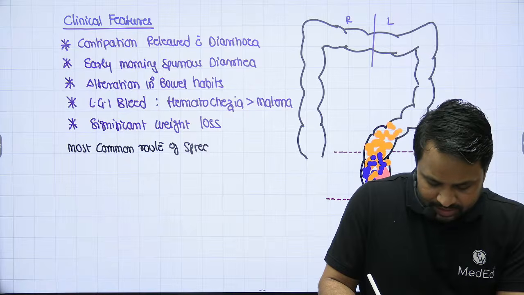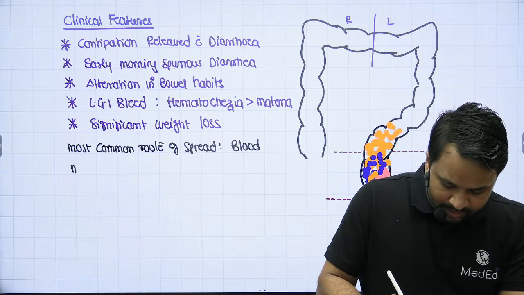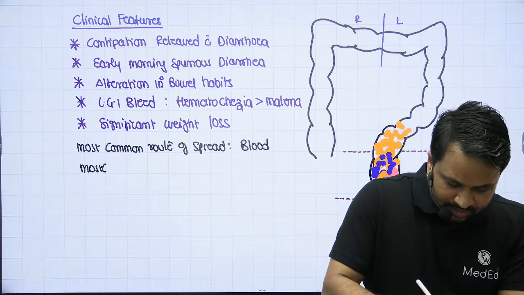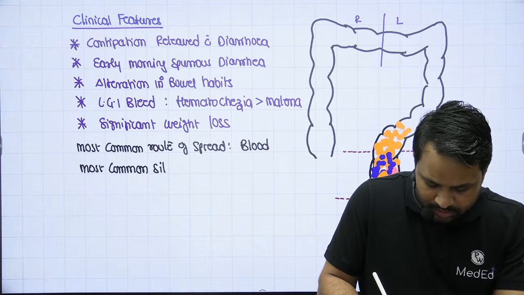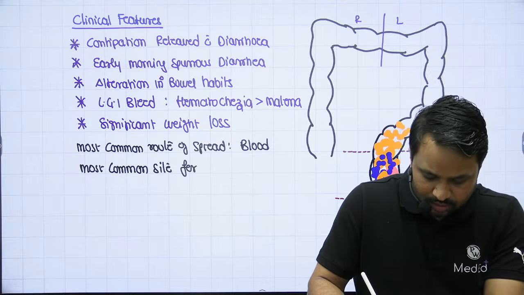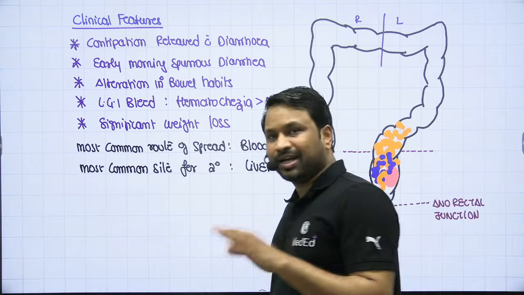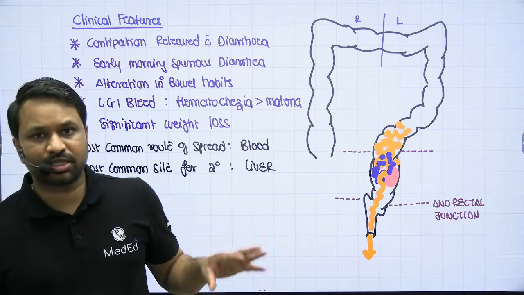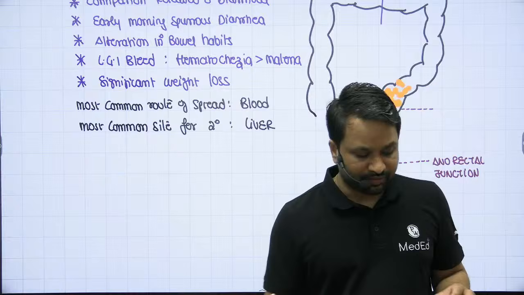For the entire GI or the colorectal malignancies, spread is hematogenous, that is blood, and the most common site for secondaries or metastasis is usually the liver, because the entire GI system is drained by your portal system, and that portal system opens into the liver. So hence the patient is going to have liver secondaries.